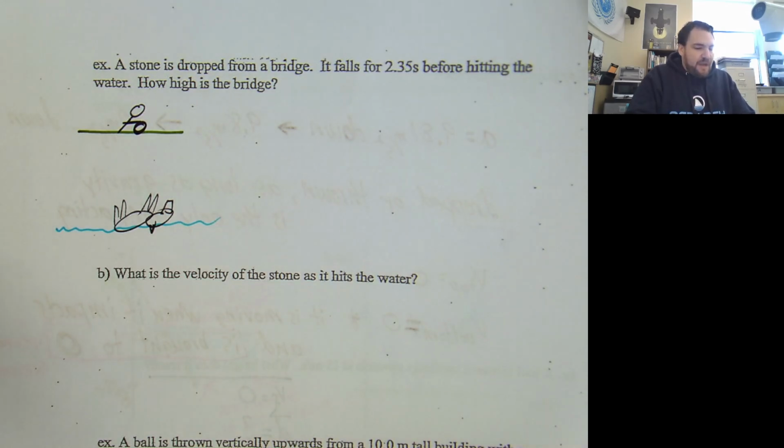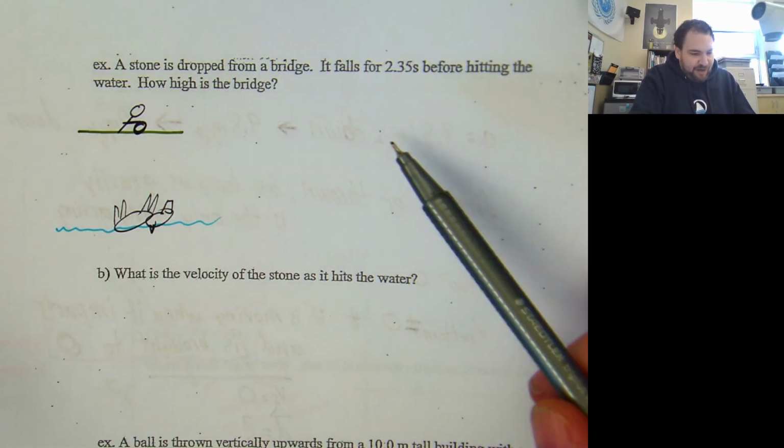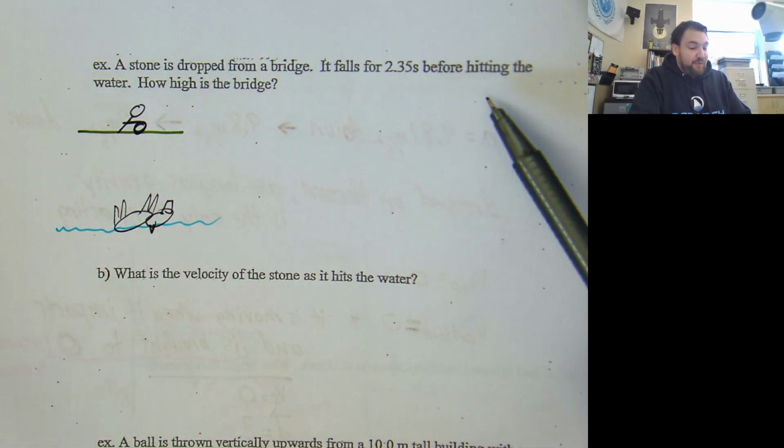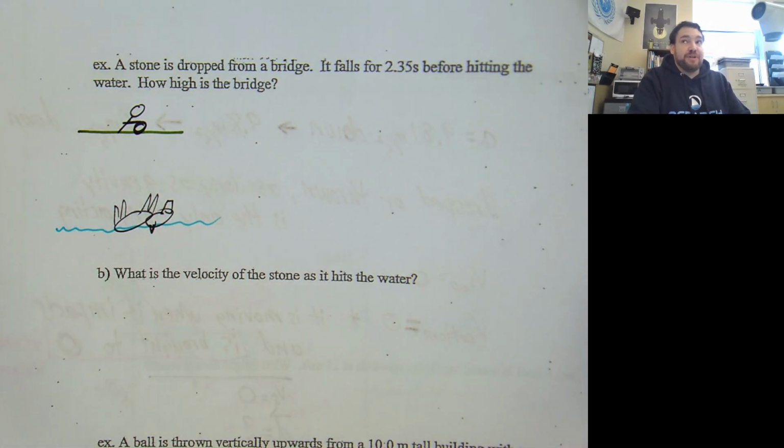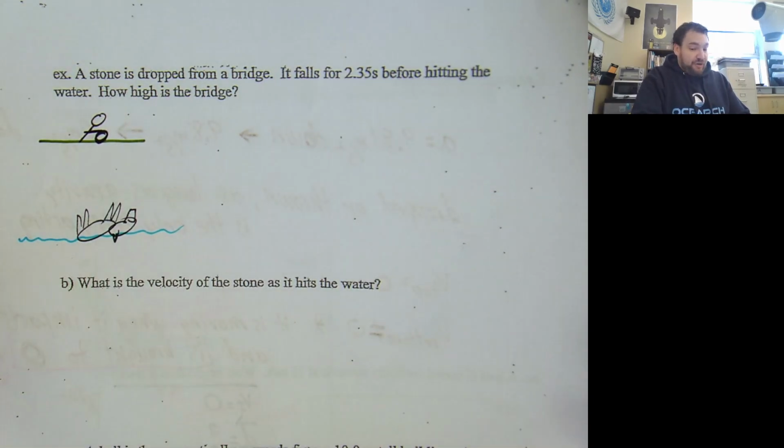She loves this story. A stone is dropped from the bridge onto Eeyore. It falls for 2.35 seconds before hitting the water. How high is the bridge? So what are the implications? Oh, first of all, I've drawn my picture. The very first thing you should decide is when you're defining everything going forward, what direction do you want to call positive?